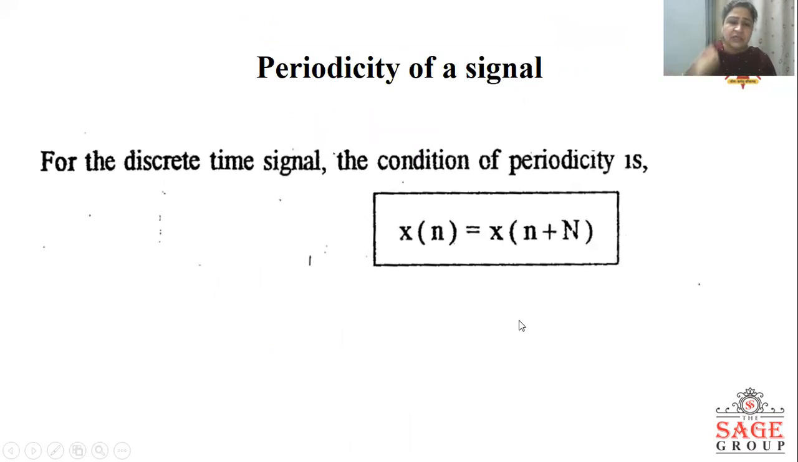Now coming to the periodicity of a signal. We had already talked in the previous lecture that any signal is called a periodic signal when it satisfies the property x of n is equal to x of n plus N. This means that the signal repeats itself after a fundamental period capital N. So capital N is the number of the samples after which the pattern of the signal repeats itself. So capital N is known as the fundamental period.